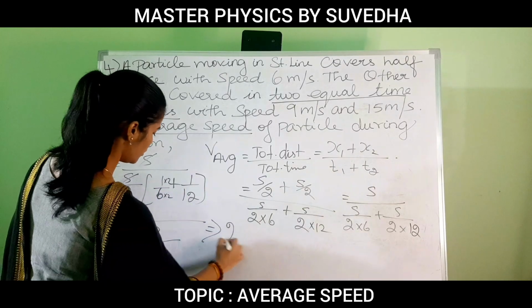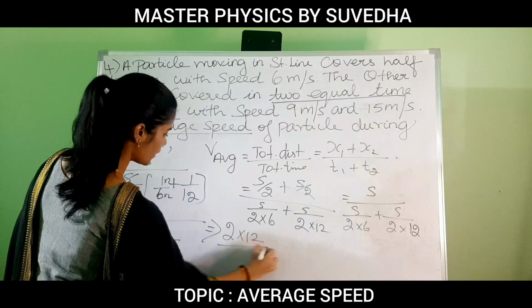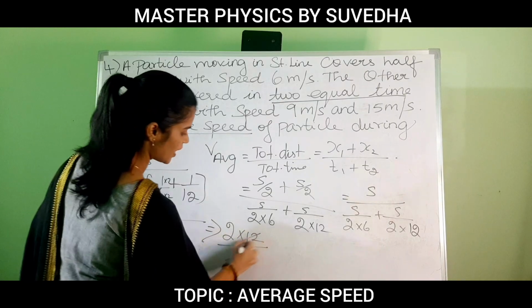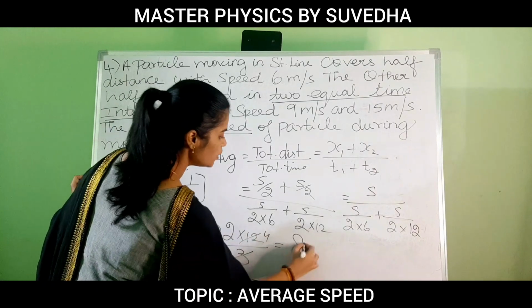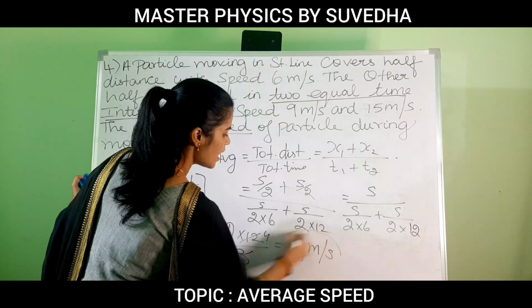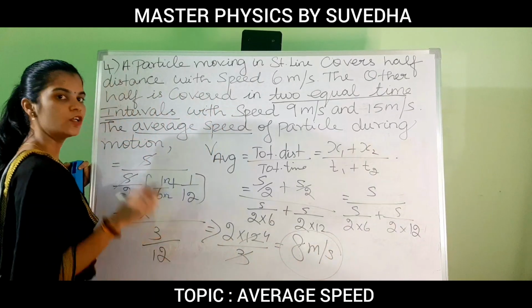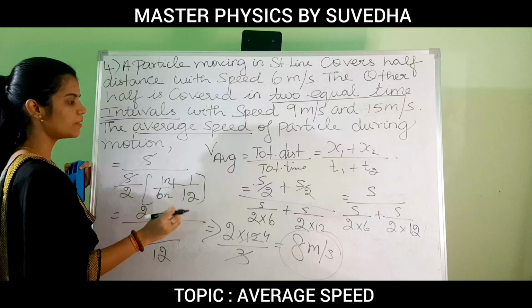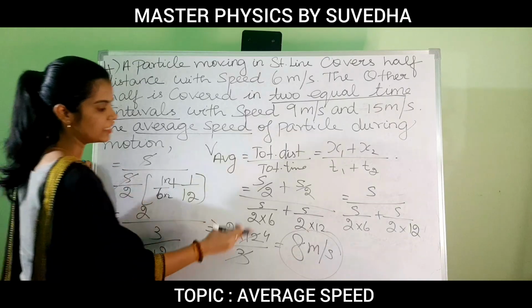So finally 2 multiplied by 12 divided by 3. Just cancel, it will be 4, and the final answer for this question is 8 meter per second. So this is the average speed of the particle during the motion, 8 meter per second.